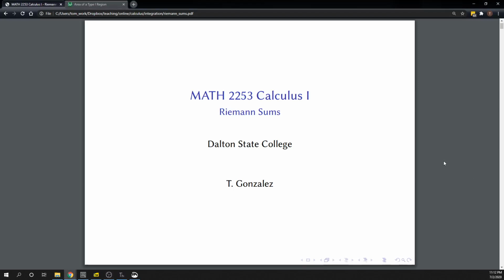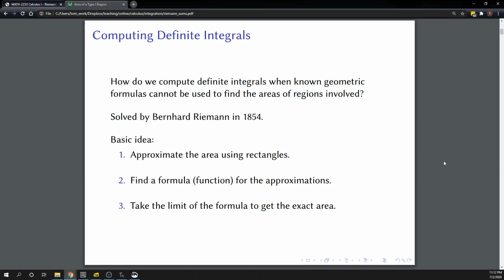All right, in this video, we are going to talk about Riemann sums. So the question is, how do we compute definite integrals when we can't use known geometric formulas like we did in the previous example? In the previous example, we used the formulas for the area of a triangle, the area of a circle, the area of a rectangle to find definite integrals. But what if the graph is not like that? What do you do?